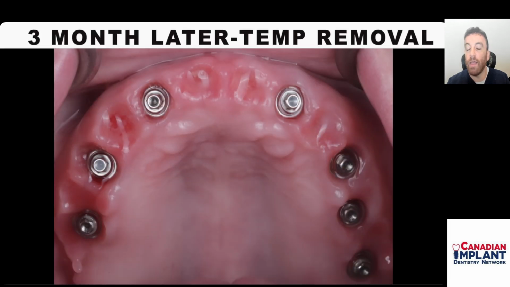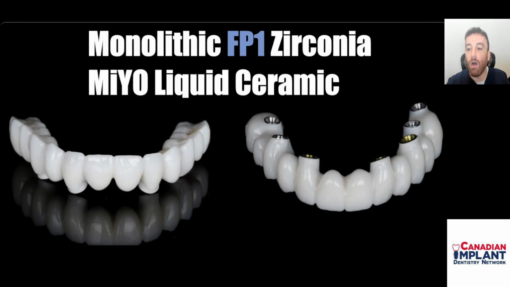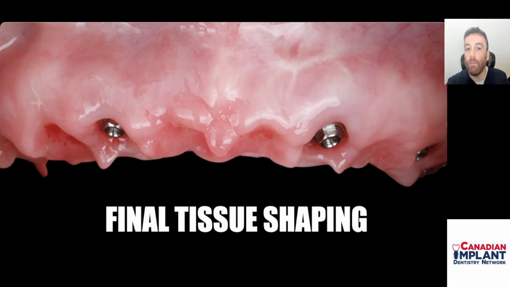3 months later, temp is removed. Patient now is going to have potentially a second or third temp to optimize the shape and size of her teeth. You can see here we have abundant, robust tissue, no collapse or loss of volume of tissue. We finish the case again in monolithic zirconia with liquid ceramic staining at our lab. And final tissue shaping. Most important to see here is that tissue has now pseudopapilla.